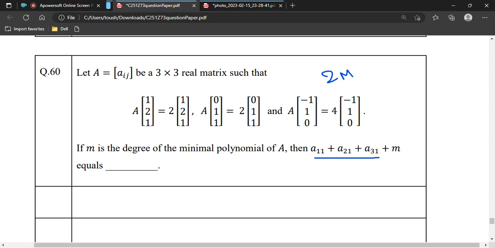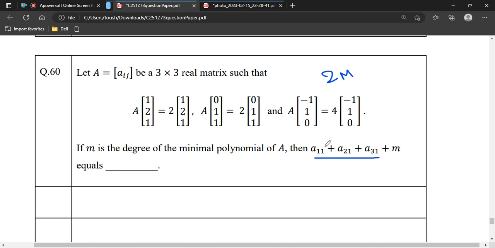If a matrix is diagonalizable, do you know the result that the minimal polynomial has to be in linear factors? Yes. So what will be the minimal polynomial of this? 2 and 4 are the eigenvalues of this matrix, so the characteristic polynomial will be (x minus 2) whole square into (x minus 4). The minimal polynomial must be in linear factors, so the minimal polynomial will be (x minus 2) into (x minus 4). So m will be 2. That means the degree of the minimal polynomial is 2.